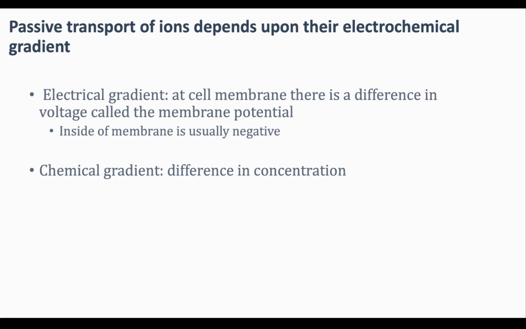We're now going to move on to transport of ions through channels. Focusing on ions, we now need to consider the electrical portion of the electrochemical gradient. So there's a difference in voltage across the cell membrane, right at the cell membrane, that's called the membrane potential. In this case, the inside of the membrane is usually negative, and this impacts the way ions move across the phospholipid bilayer. This is separate from the chemical gradient, which is simply the difference in concentration.